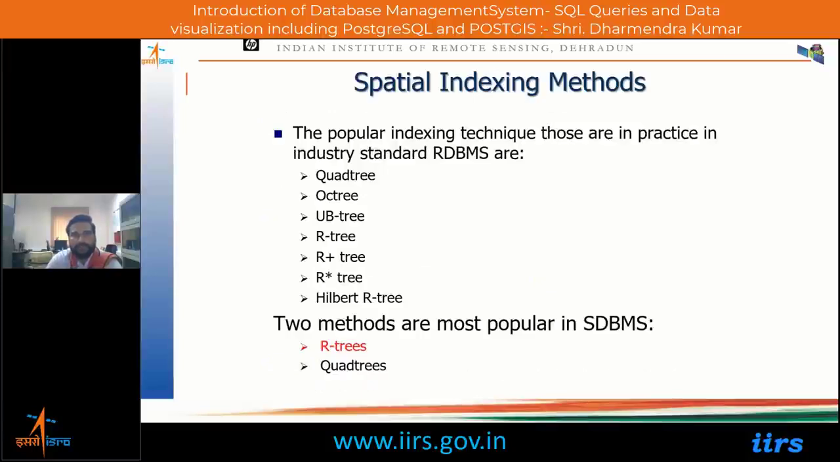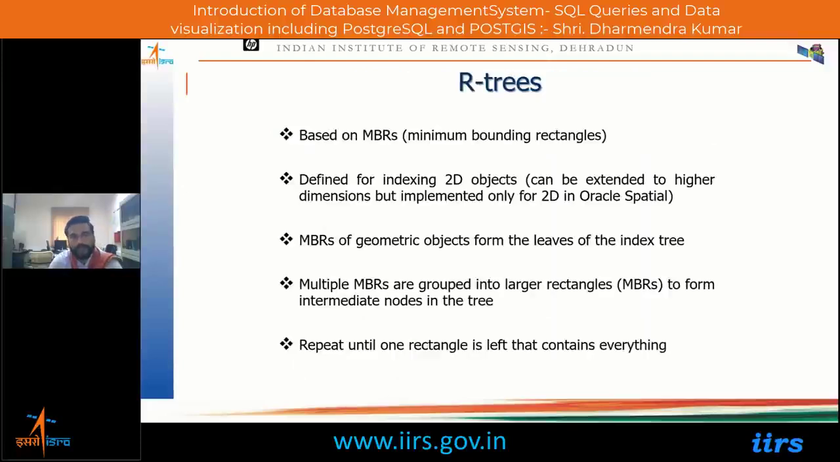Spatial indexing methods. The popular indexing techniques used in the practice of industries, in standard relational database models, are quad tree, octree, UB tree, R tree, R plus tree, R star tree, Hilbert R tree. And two methods are the most popular among these: R tree and quad tree. R tree is based on MBR, which I have already explained.